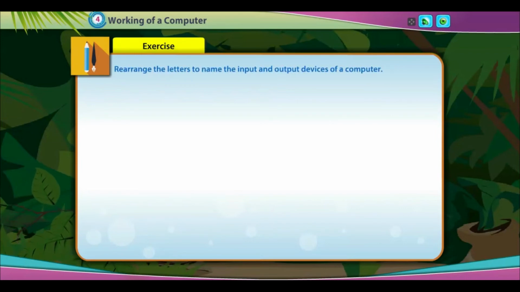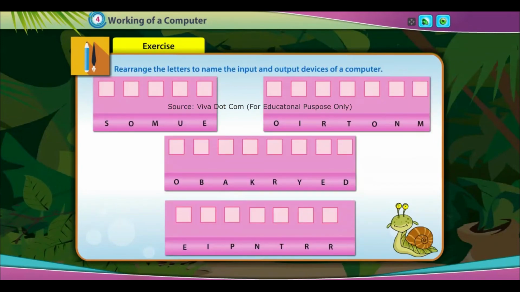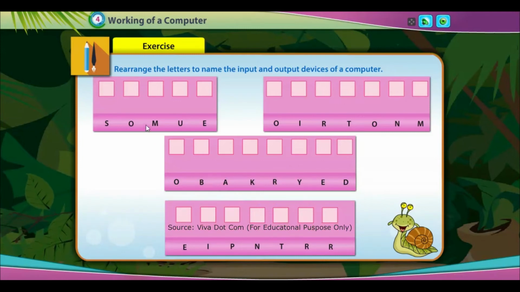Exercise. Rearrange the letters to name the input and output devices of a computer.